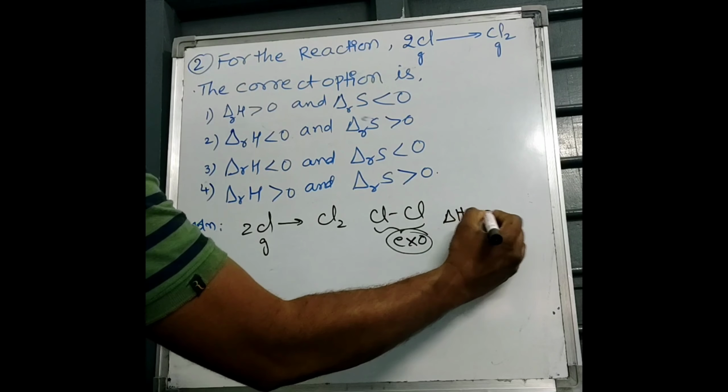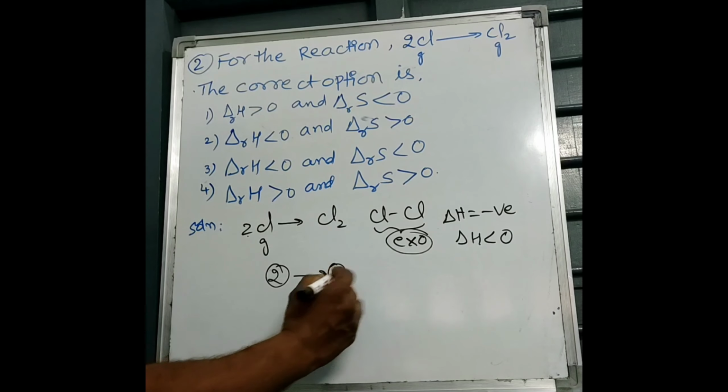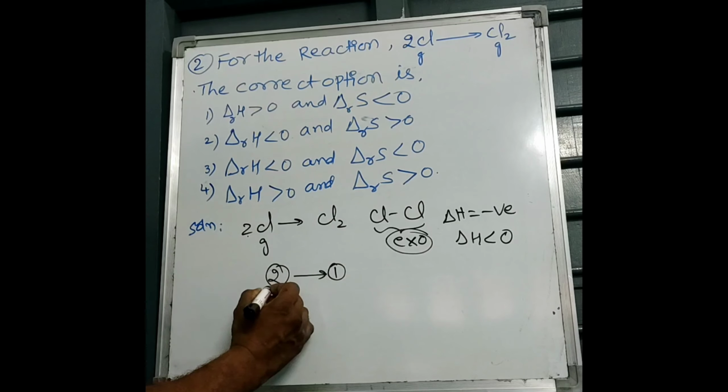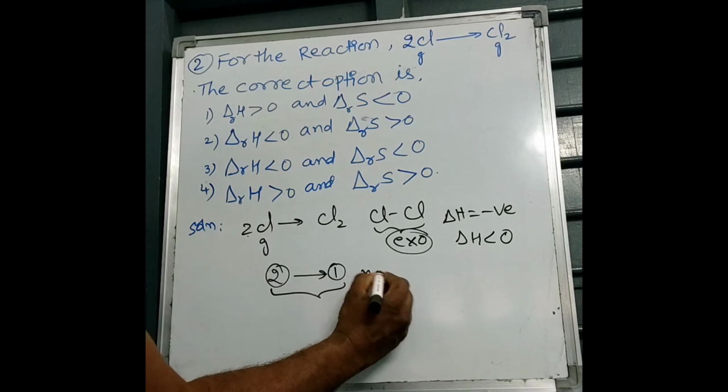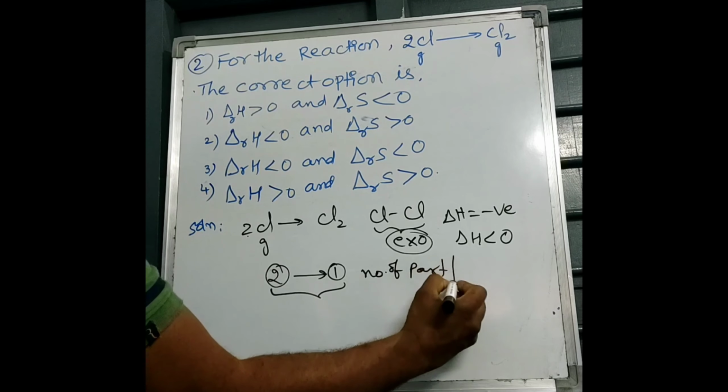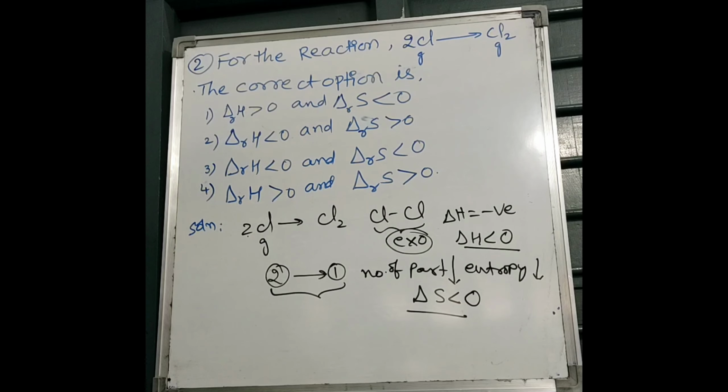And the second one is, here 2 atoms, 2 particles, are there. During the formation of a chlorine molecule, 2 particles become 1 particle. 1 molecule is formed. The number of particles decreases. When the number of particles decreases, the entropy value also decreases. You know, entropy means disorderliness or randomness of the system. So entropy decreases, which means delta S is also less than 0. Delta H less than 0, delta S is also less than 0. Option 3 is the correct answer for this.